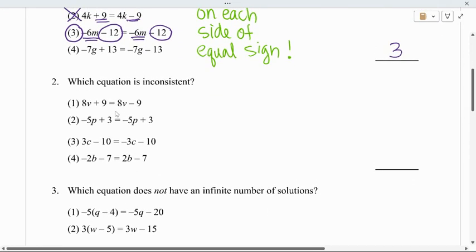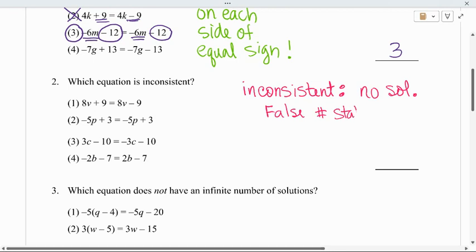Question number 2 says, which equation is inconsistent? So I want to talk about what inconsistent means because we wrote this in our journal. This is just kind of a reminder. So we said inconsistent. That means what? It means you're going to have no solution. Go ahead. What else does that mean? Solution and equations on either side of the equal sign are not exactly the same. Yeah, they're not the same. You get a false number statement. Do you guys remember that? So you end up with something like negative 2 equals 7. And we know that that's not true.